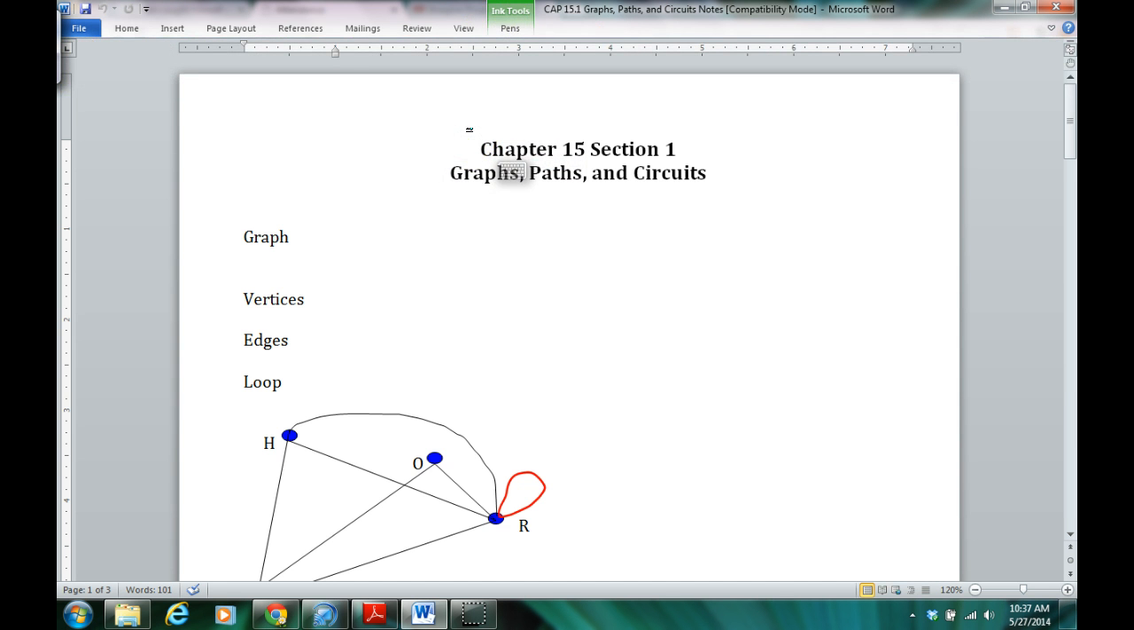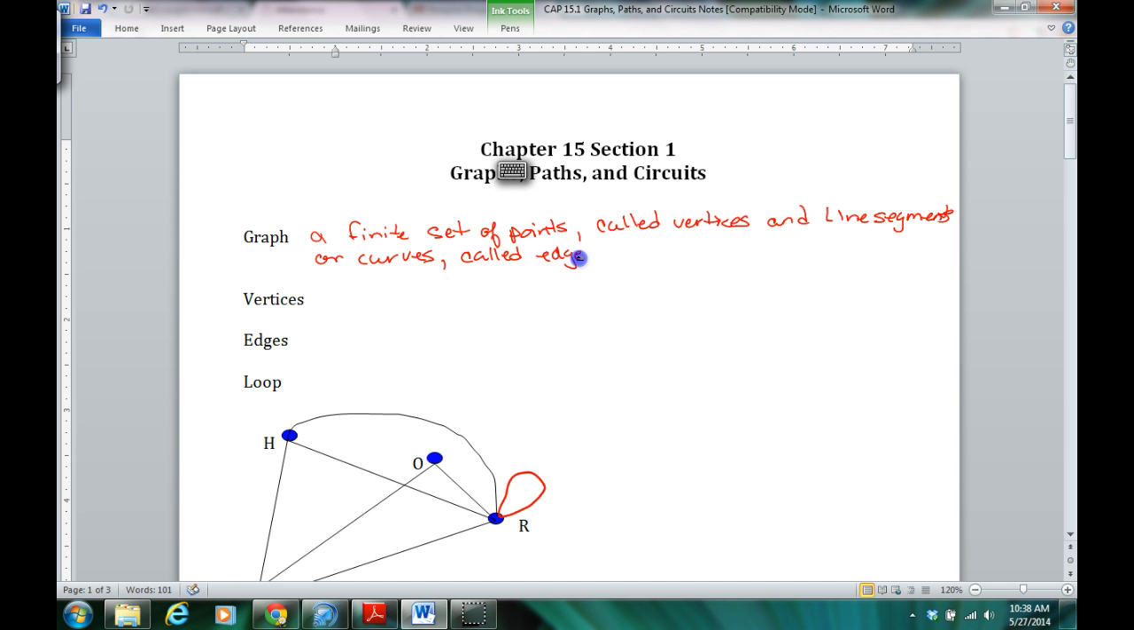So first of all, a graph is really a finite set of points. And those points are called vertices. And line segments or curves called edges that start and end at vertices.